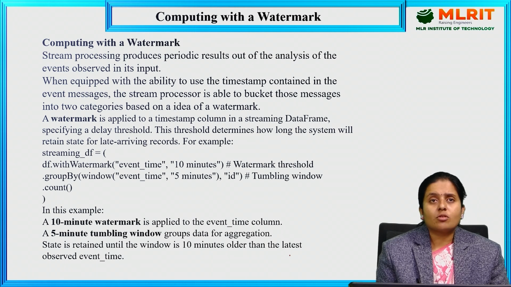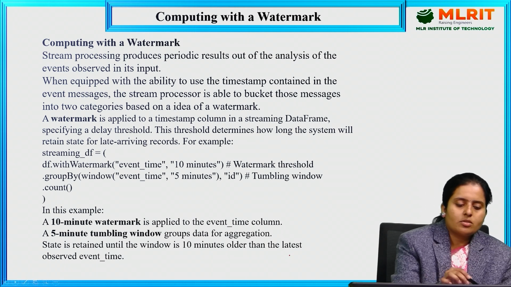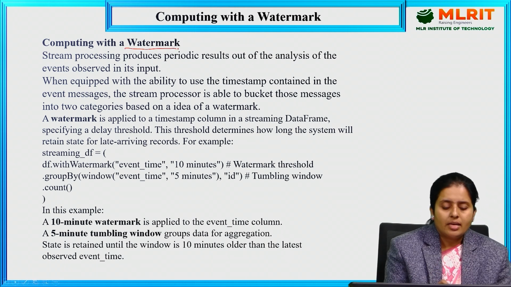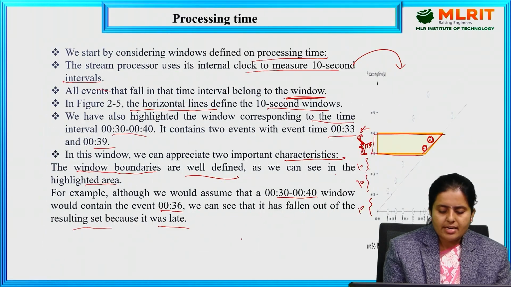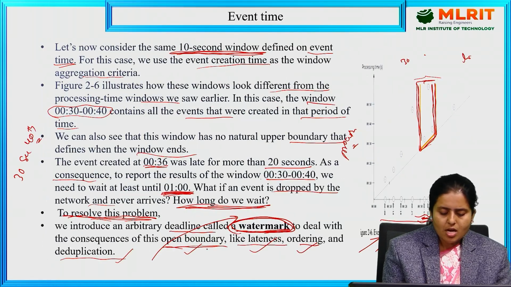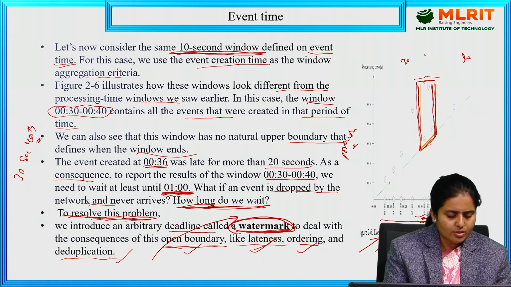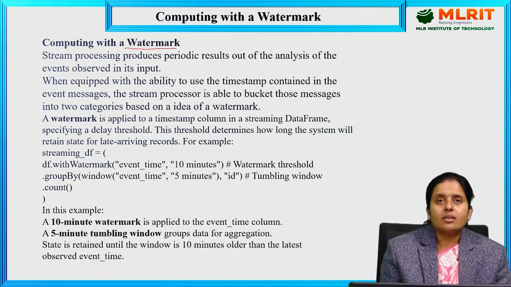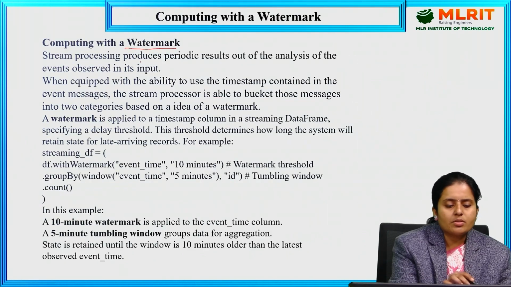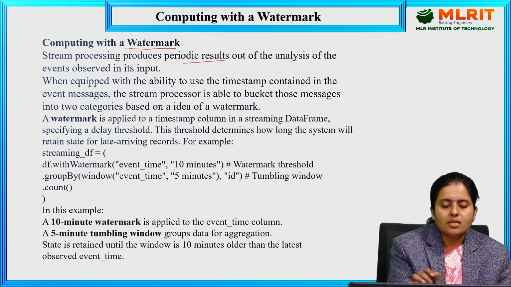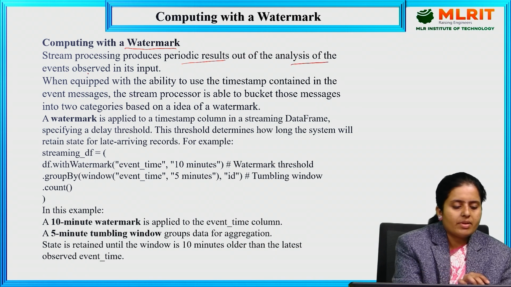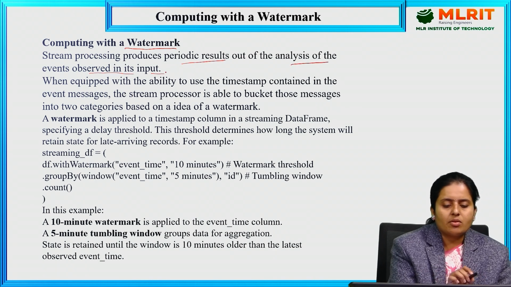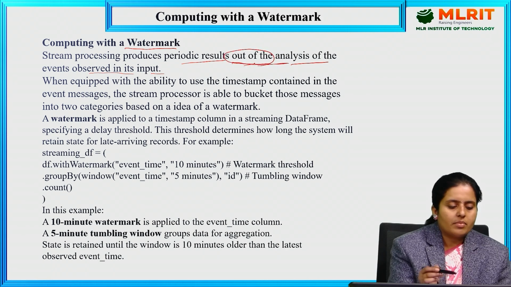Now the next concept is computing with a watermark. As I told you in the previous slide, a watermark handles out of boundary data, deduplication and open boundary, and all this data is handled by the watermark. Stream processing produces periodic results out of the analysis of the events observed as its input. Sometimes there is a chance of out of order events.